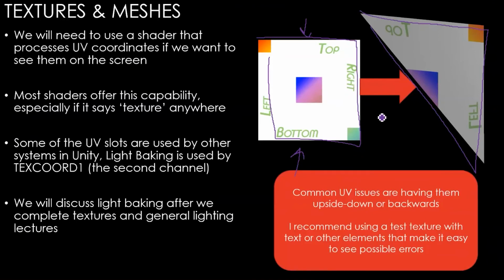If you use a texture that's meant to be tiled or that doesn't have a lot of interesting variation, you may never notice that you actually assigned it backwards until it's too late. So I always recommend having a test texture like the one that I've created here that you apply to the surface to make sure things are showing up properly.